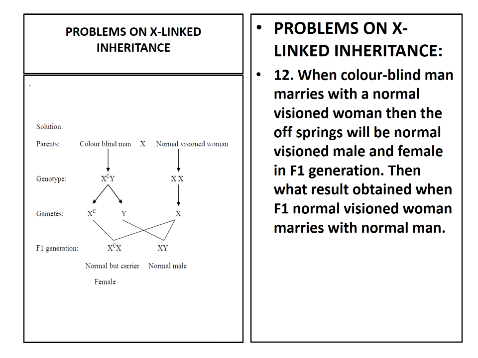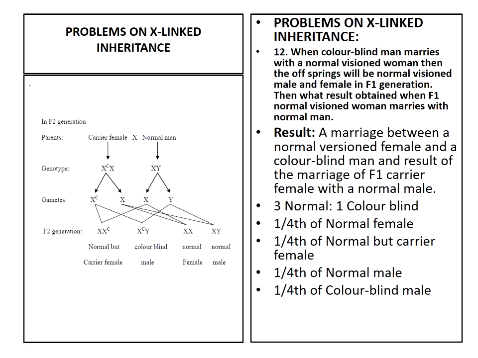So the question here is, what result is obtained when the F1 normal carrier woman marries the normal man? Here is the carrier female, and when she marries the normal man, we have to find out the result.